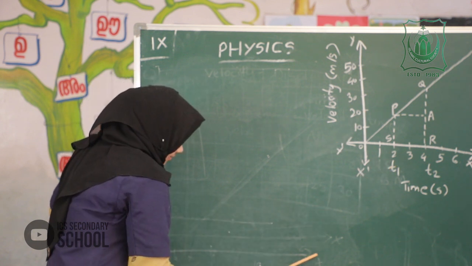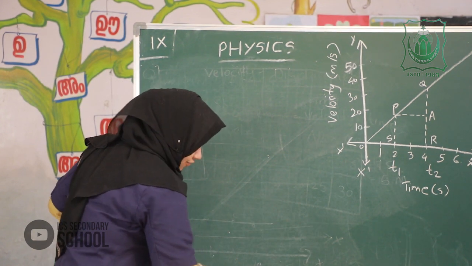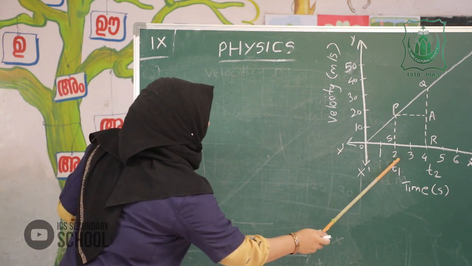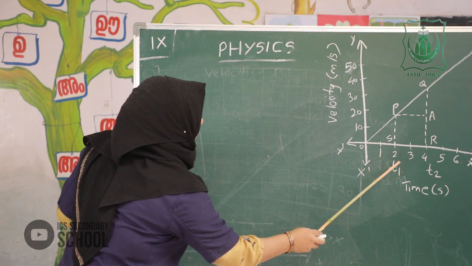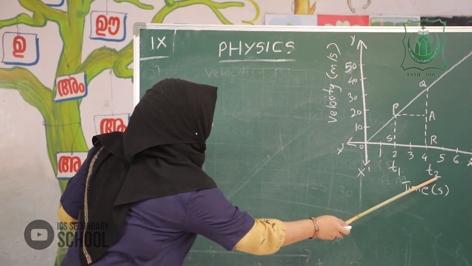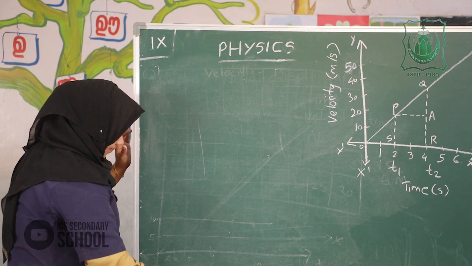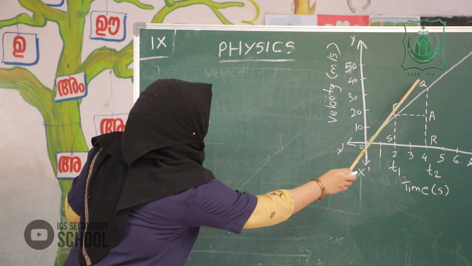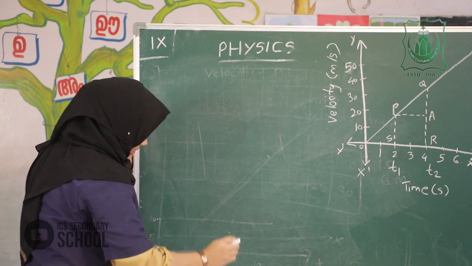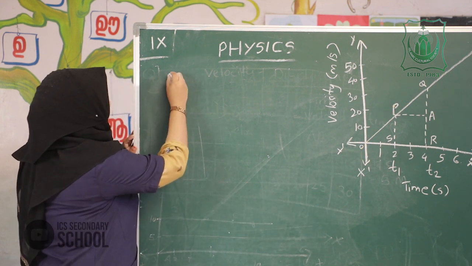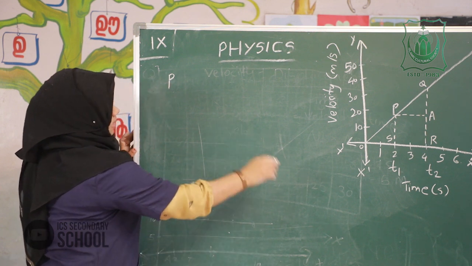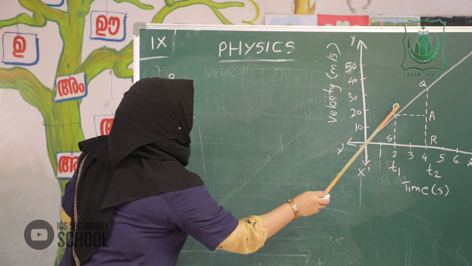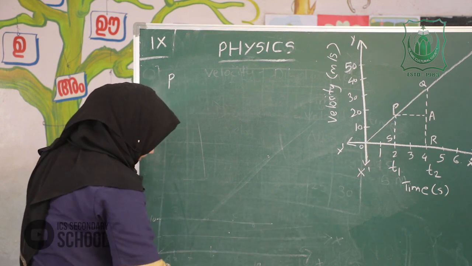Yes, here let u be the velocity of the body at time t1, and v is the velocity at time t2. Okay. Then in the graph, points P and Q are u and v. So we get a trapezium, that is PQRS.